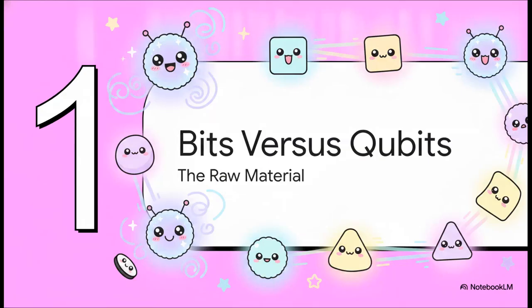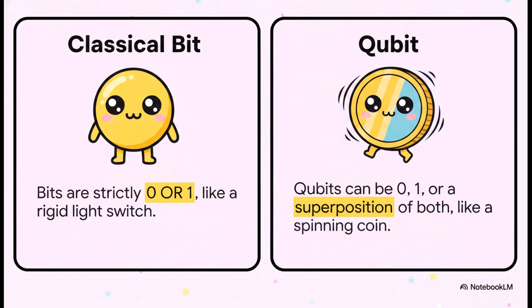Section 1. Bits versus qubits, the raw material. Okay, so the absolutely crucial thing to grasp here is that while classical bits are trapped in this rigid binary world, qubits exist in a fluid, continuous realm of possibilities. Every single device you use right now, your phone, your laptop, it all runs on classical bits. They are just like a rigid light switch, always strictly 0 or strictly 1, with billions of them flipping on and off every second. But a qubit, it does something wildly different.